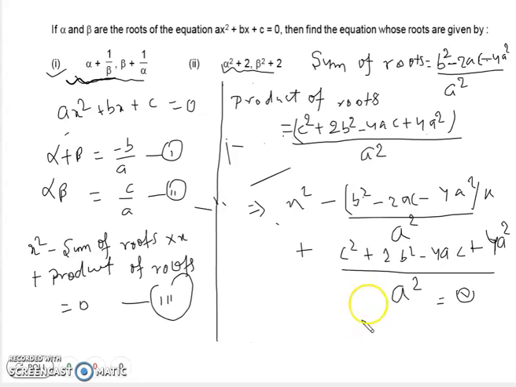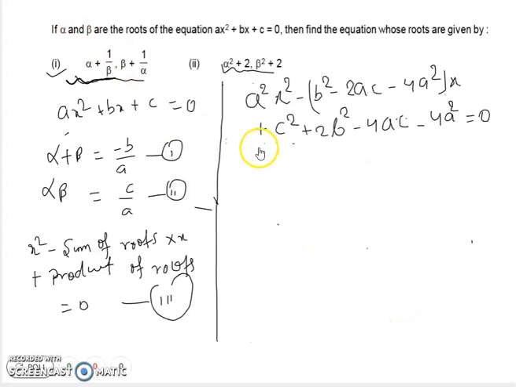Okay, so after solving this equation you will get the values. Solving, you will get this equation, guys. So this is the correct answer.